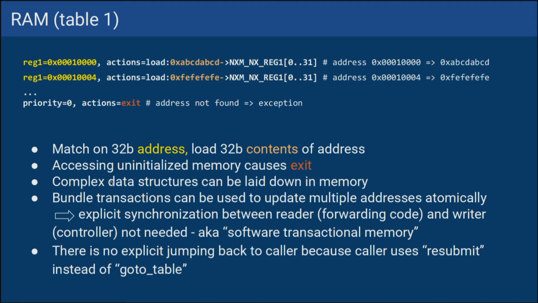So now we can, as I already said before, the controller can actually download complex data structures into the memory, and we can in fact use bundle transactions to update multiple addresses in memory atomically, which means the controller can be updating memory while the packet processing is still going on, and we don't really need any explicit synchronization. And so this is also known as software transactional memory, which OVS already has now, but processors are still getting there. Like Intel, I think it can probably just do a few locations, not like this.